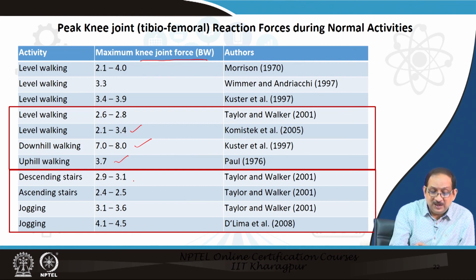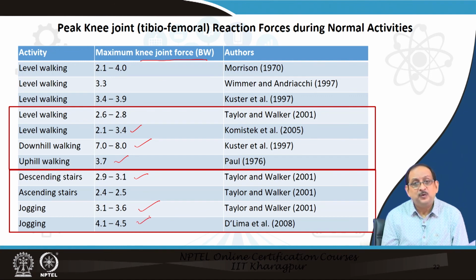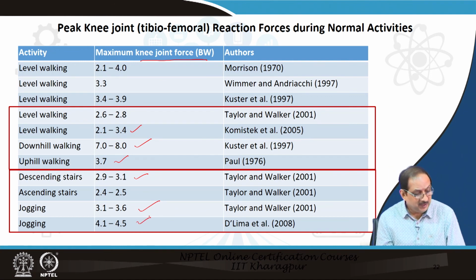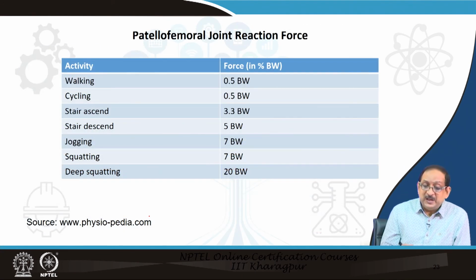During descending stairs, it varies around 3 times body weight. During jogging, it may vary from 3.1 times body weight. It can also go to 4.5 times the body weight. The patellofemoral joint reaction force is listed here for different types of activity.